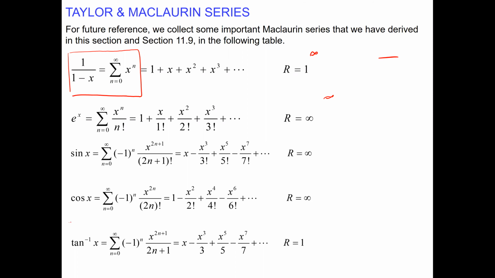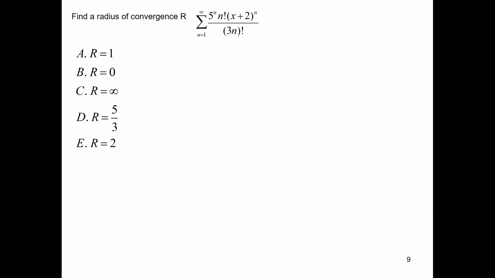But the first one and the last one are based on the geometric power series property. That means we have radius 1 only. Remember that we have to know them. And now let's see what kind of questions we can ask. Of course, we can ask for the radius of convergence, and we can ask for the interval of convergence. Let's try to do one question each, and then see how we can use the other formulas.